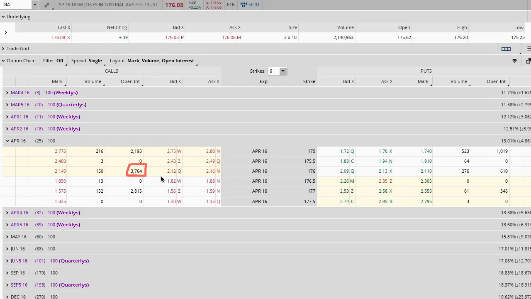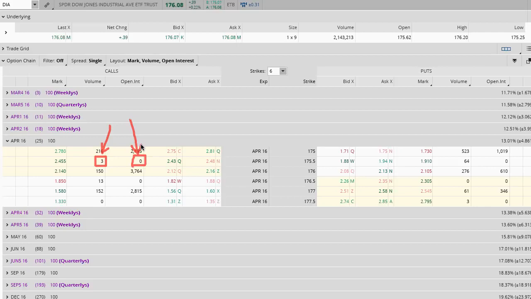So in this case with DIA, there have been 150 contracts traded today. 3,746 are still open, meaning there's still a contract out there between 2 parties. You'll also notice that sometimes there'll be a 0 in the open contracts, but there'll be volume. And you'll ask yourself, well, why is there volume? Meaning we know 3 people traded these contracts today, but there's a 0 here. There are really 2 explanations for this.